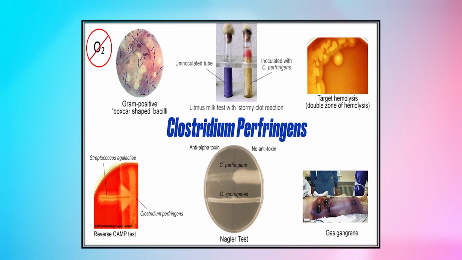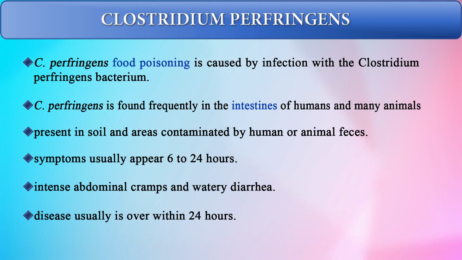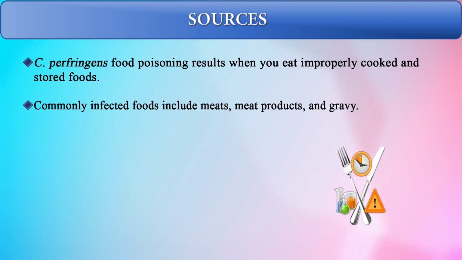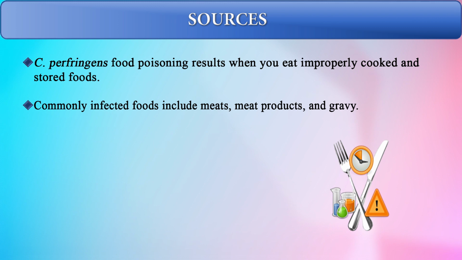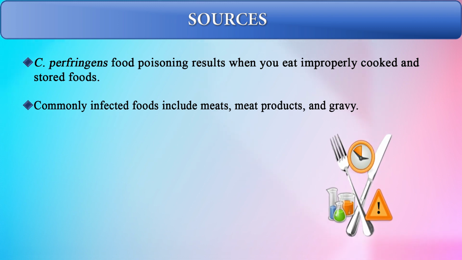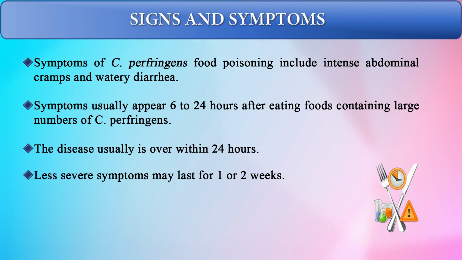Next is Clostridium perfringens. This is another food poisoning caused by infection with Clostridium perfringens. It mainly takes place in the intestine of humans and many animals. It is present in soil and in areas contaminated by human or animal feces. Symptoms usually appear in 6 to 24 hours: intense abdominal cramps and watery diarrhea, and the disease is usually over within 24 hours. The sources of Clostridium perfringens are improperly cooked or stored food. Commonly infected food includes meat products and gravy. The symptoms include cramps and watery diarrhea, and they usually start 6 to 24 hours after eating the food. The disease is usually over within 24 hours.